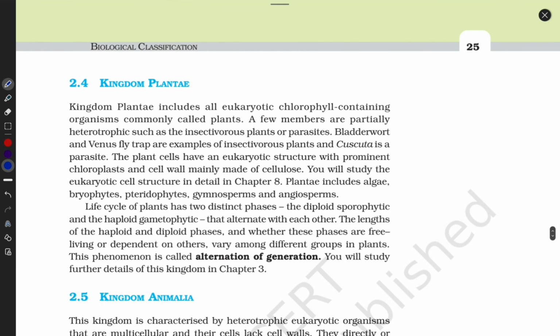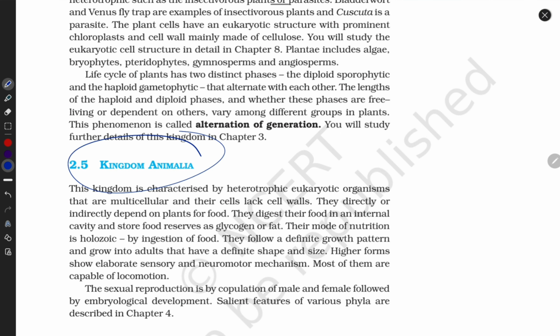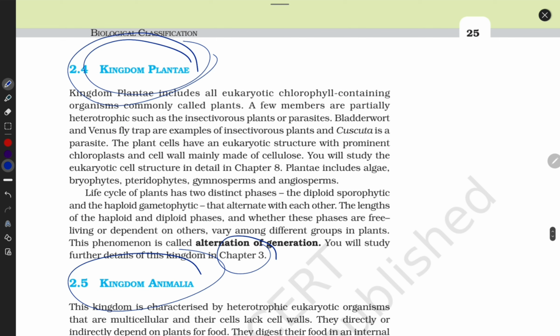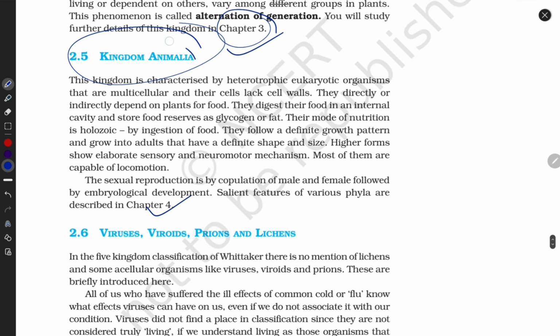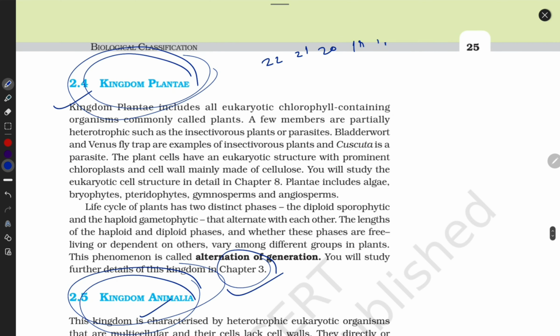Now, the next kingdom is Plantae. This plant kingdom and animal kingdom we already discussed in detail, guys. I explained chapter 3 and chapter 4, kingdom Animalia and kingdom Plantae, in my earlier videos. You can watch my videos, where I describe these things better.